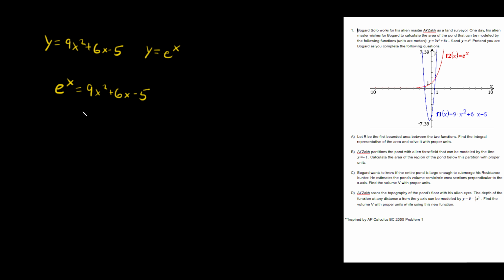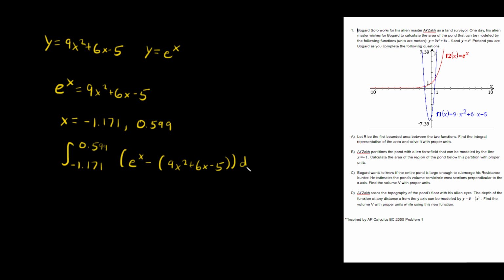And then we find out that they intersect at x equals negative 1.171 and x equals 0.599, right? Then we take the integral from the lower bound to the upper bound of the higher function minus the lower function, which is e to the x minus 9x squared plus 6x minus 5 dx, which gives you an answer of approximately 7.936 meters squared.